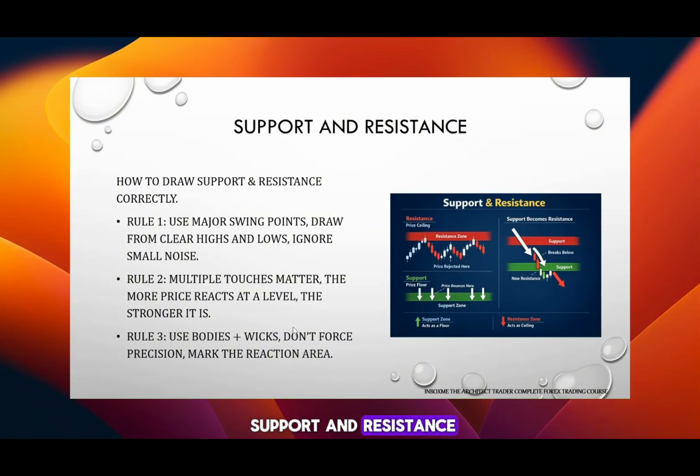So how to draw support and resistance? Number one, you want to use major swing points. You want to draw from a clear high and low. You want to ignore the small noise. You want to focus on the main points of rejection. Then multiple touches matter. The more price reacts at a level, the stronger it is. Then use bodies plus wicks. Don't force precision, mark the reaction area. All right, you want to make it simple and clean.